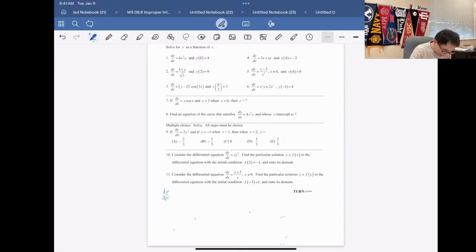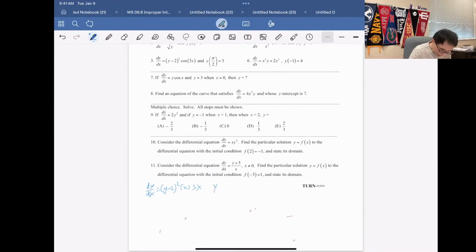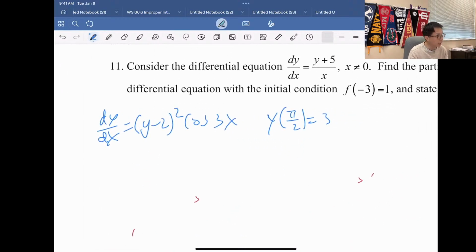dy/dx is equal to (y minus 2) squared times cosine of 3x. This is a very common question. Every period I have this question. This one is kind of hard on algebra, and everything else is, you know.